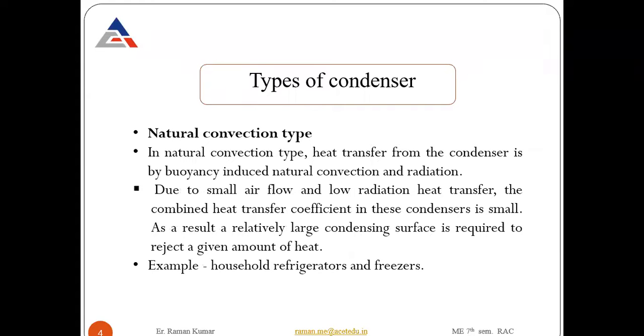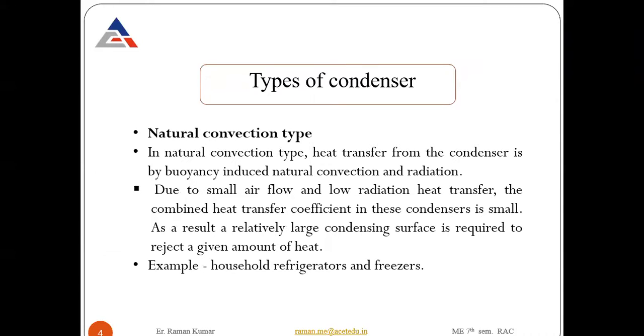First of all, what is the natural convection type condenser? In the natural convection type, heat transfer from the condenser is by buoyancy induced natural convection and radiation. Due to small airflow and low radiation heat transfer, the combined heat transfer coefficient in this condenser is small.